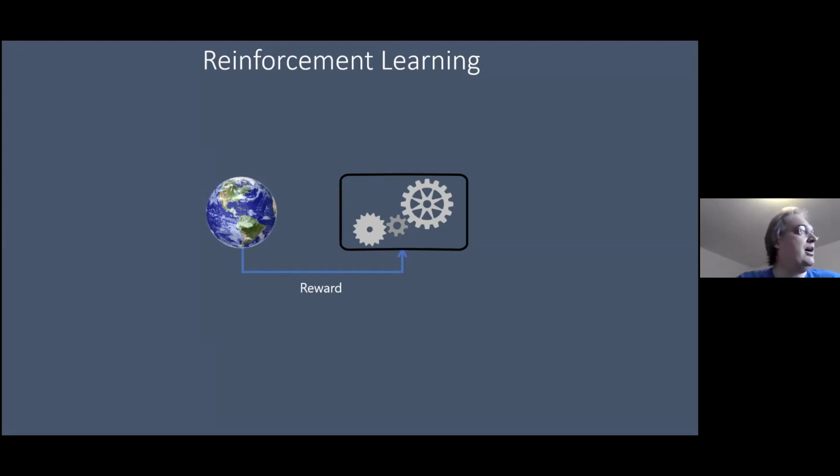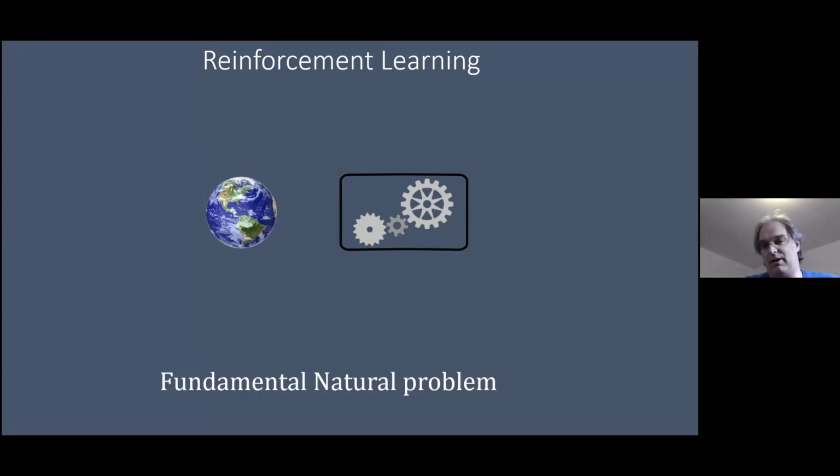So I think most people don't need to be convinced about reinforcement learning, but I think the fundamental thing here is that this is just a very fundamental natural problem. Very, very basic animals, like very low level worms, can learn to do reinforcement learning. And at the same time, there's a lot of interesting complexity that arises in trying to do the more complex forms of reinforcement learning.